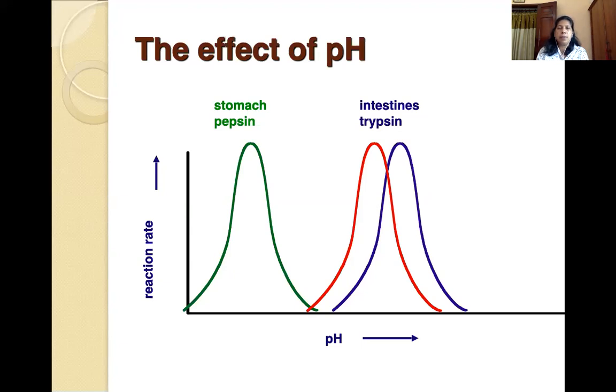Similarly, enzymes are also happy to stay at their happy pH level, which gives their maximum activity at a specific pH level. For example, you can see that when stomach pepsin is working very happily, the reaction rate increases up to the maximum at a very low pH level. But the intestine trypsin gives a maximum reaction rate at a different pH level.